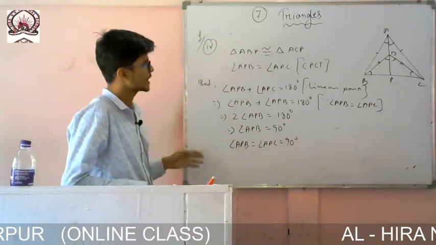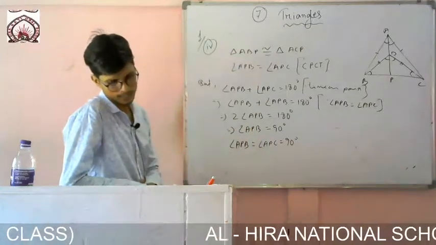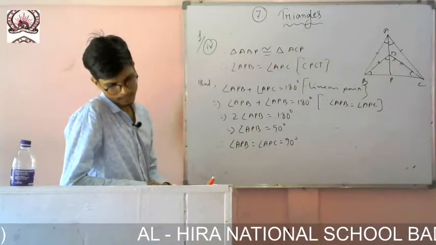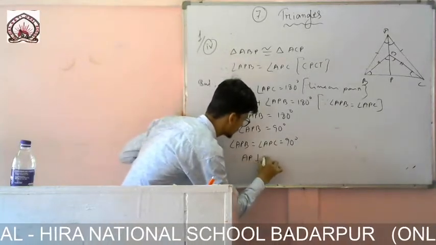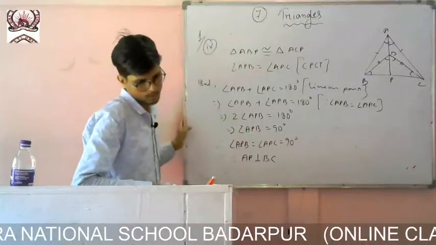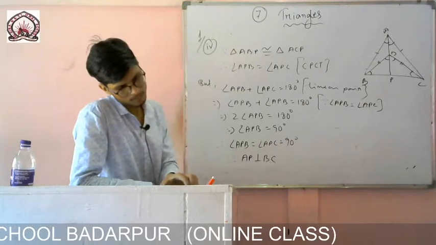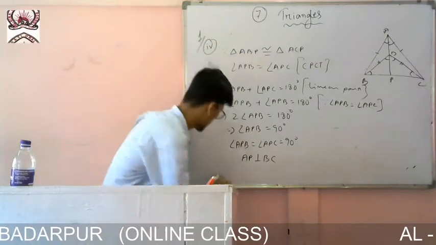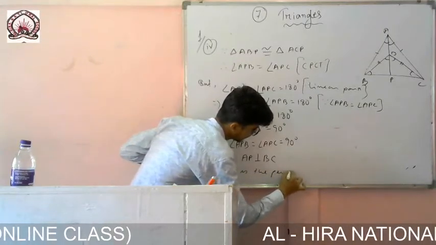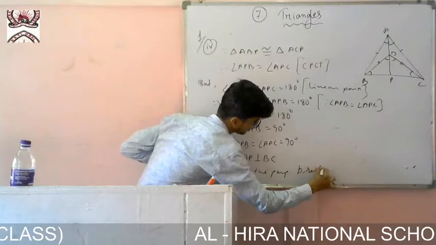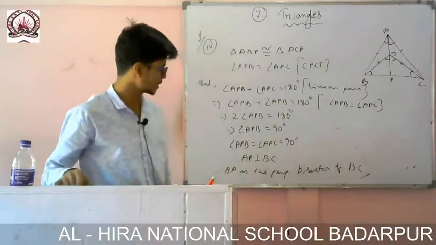There you can write, since angle APB is equal to angle APC. I have shown that this one is 90 degrees, and if it is 90 degrees, that means AP is perpendicular to BC. So therefore AP is perpendicular to which one? To BC. So in the question what is to be written? AP is the perpendicular bisector of BC. So therefore you write, therefore AP is the perpendicular bisector of BC.